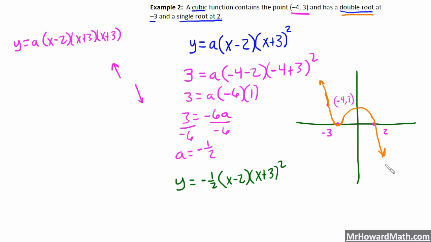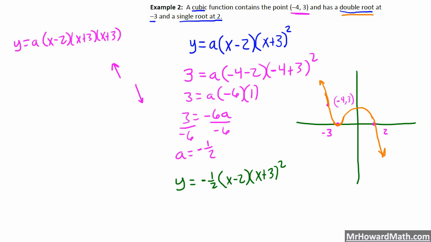It's up and to the left, down and to the right. All right, so that's approximately what this looks like. Again, this local maximum right here, we don't know how high that is. We don't know that exact point, but we do know this point, and we know we have a double root at negative 3 and a single root at positive 2.